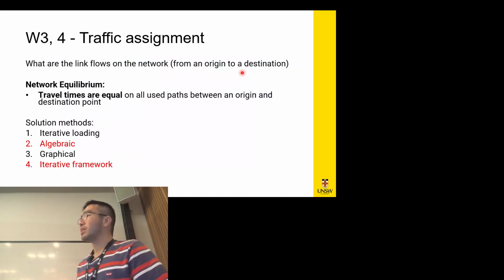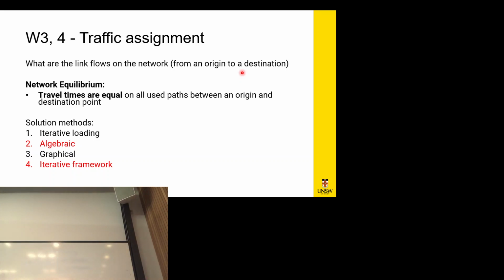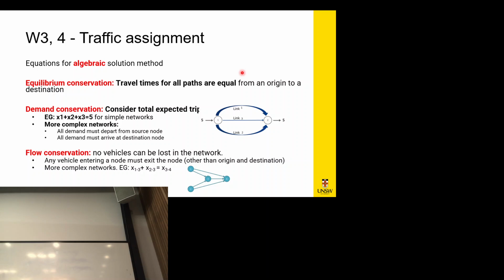So network equilibrium, okay, is important. And what that means is that travel times are equal on all used paths between an origin and a destination. There's many different solution methods that we can do. The main ones that we're going to look at in 73401 are the algebraic and iterative frameworks. Let's look at the algebraic framework first.